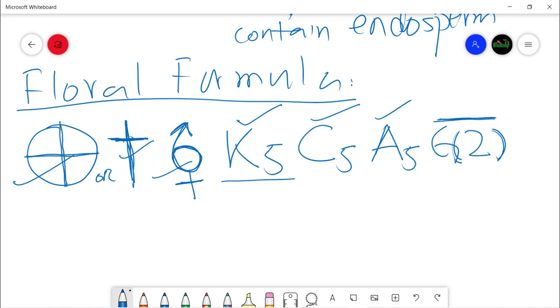So this concludes our discussion of family Apiaceae.